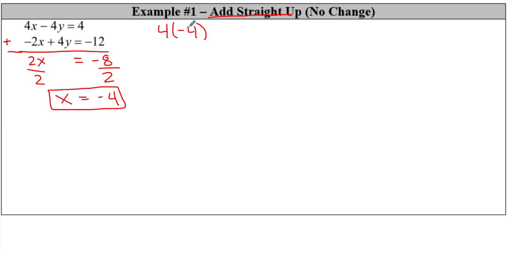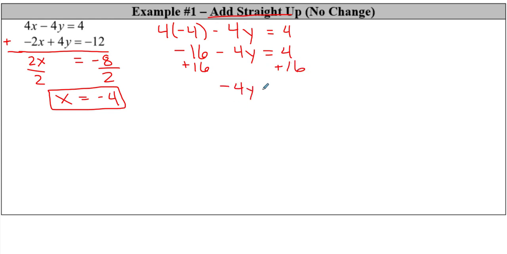So we always substitute in parentheses, and then I got this minus 4y is equal to 4. Distribute out, we get negative 16 minus 4y is equal to 4. I can add this 16 to both sides and get my y term by itself. So that is now negative 4y is equal to 20. And then we divide by this negative 4. And we get y equals negative 5.